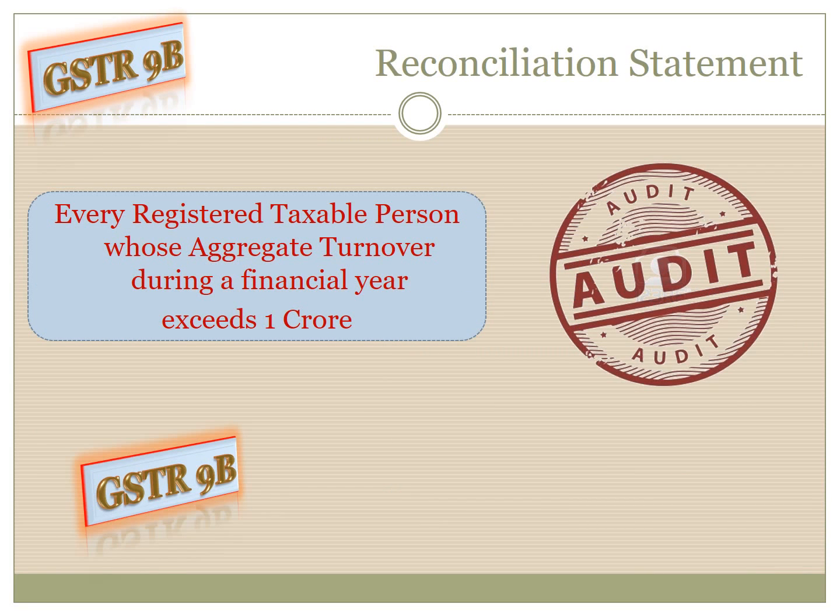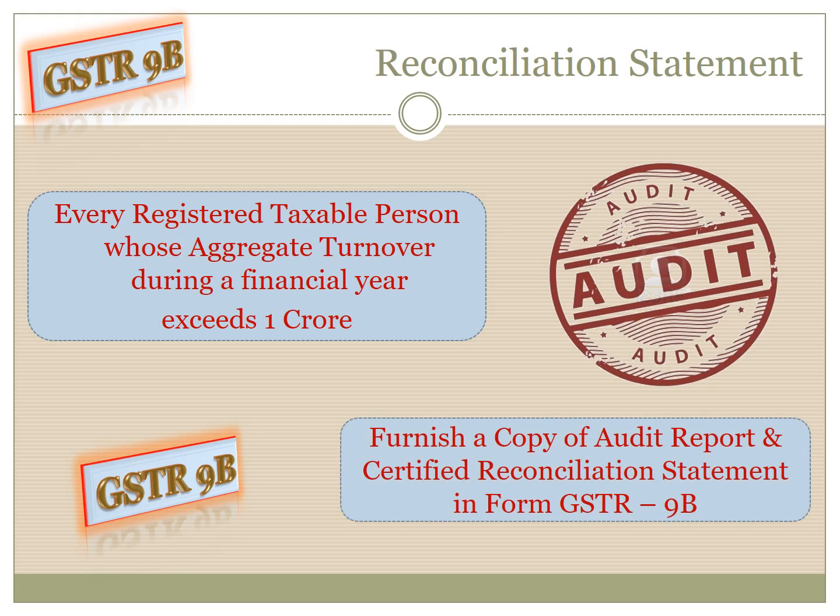Rule 21, Subrule 2 stipulates that every registered taxable person whose aggregate turnover during a financial year exceeds 1 crore rupees shall get his accounts audited under subsection 4 of section 42. The audit shall be done by a chartered accountant or a cost accountant. Such person shall furnish a copy of audited annual accounts and a reconciliation statement duly certified in Form GSTR 9B.